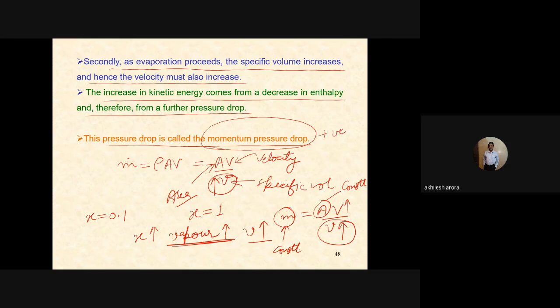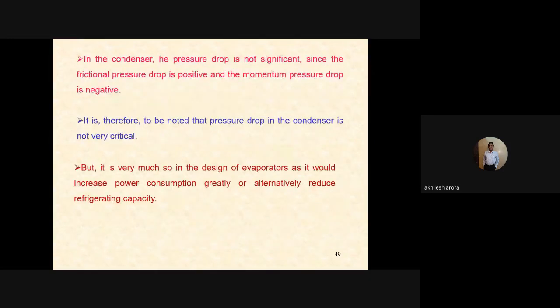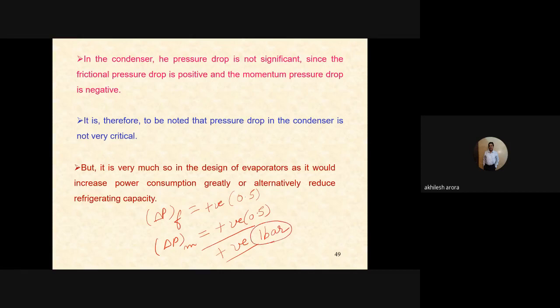So we have two types of pressure drops. One is delta P due to friction, which is a positive pressure drop, meaning the pressure is dropping. Similarly, we have delta P due to momentum, because momentum stands for the velocity of the refrigerant increasing. So it is also positive. Effectively, the sum of these two will also be positive. If this pressure drop is 0.5 bar, then this one is also 0.5 bar, so the total pressure drop in the evaporator is 1 bar. This is a large pressure drop in the evaporator.